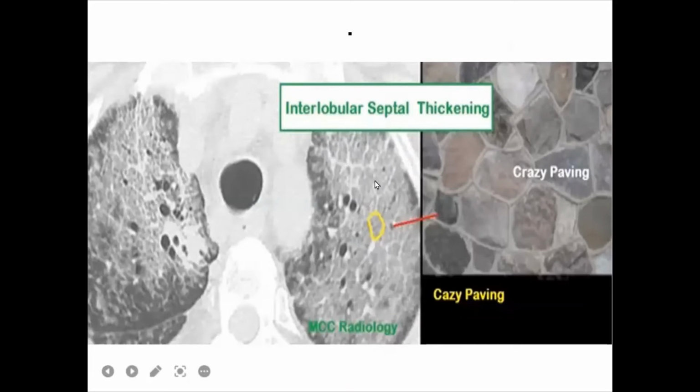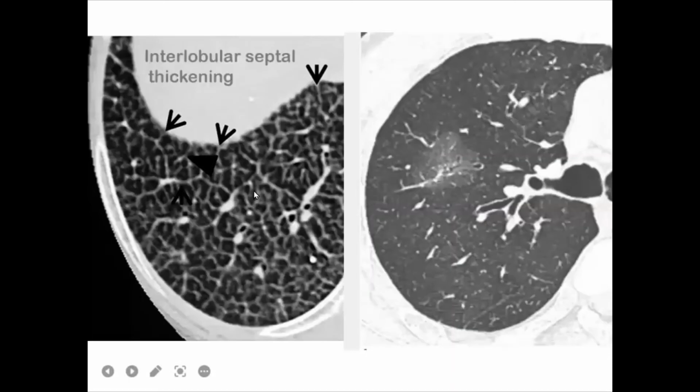Crazy paving is nothing but this: you can see the interlobular septa got highlighted, and below that are areas of ground glass opacity. So crazy paving is the combination of this GGO pattern plus this. If I combine both these patterns and superimpose them, they will look like a crazy paving pattern. Let me demonstrate it with a video.